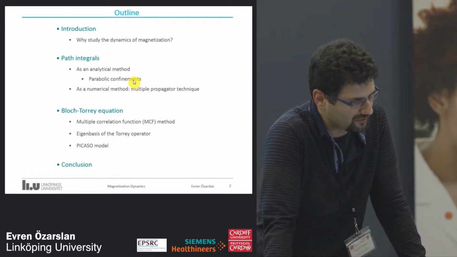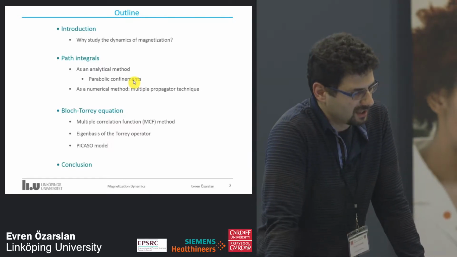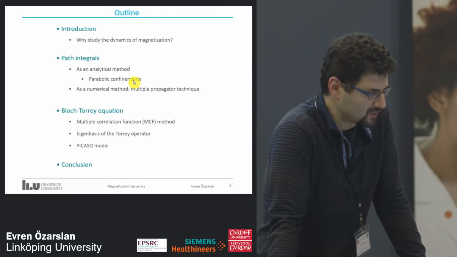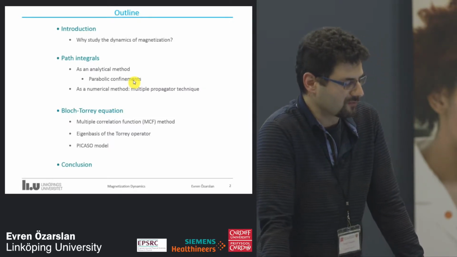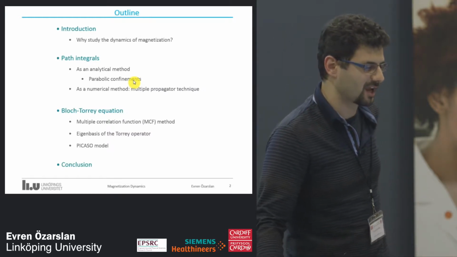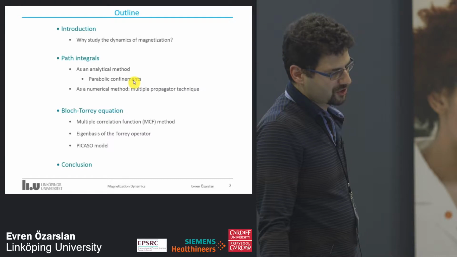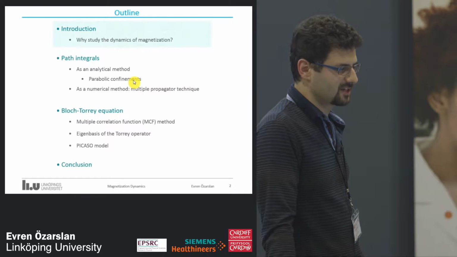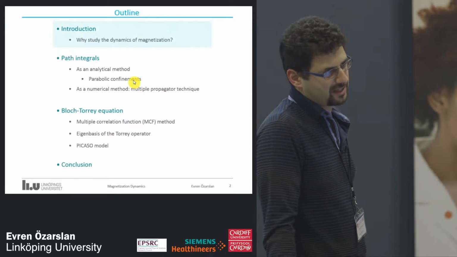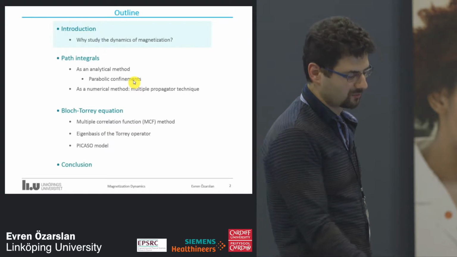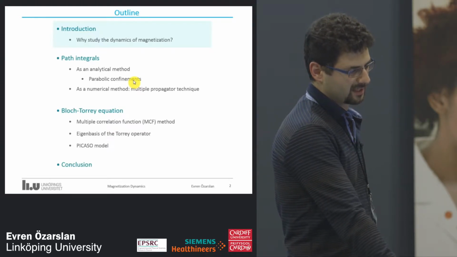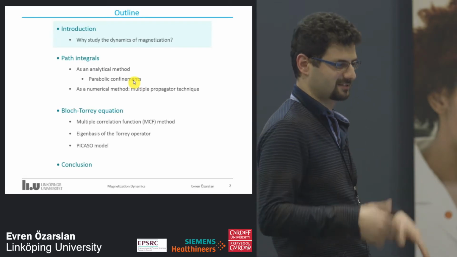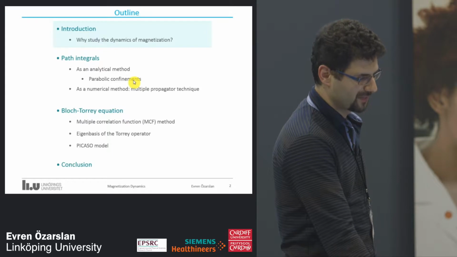I'll first try to motivate why we study the dynamics of magnetization. And then there are two kinds of avenues or classes of techniques. One of them involves path integrals. The other one is actually tackling the Bloch-Torrey equation. So first, why do we study the dynamics of magnetization? And I will do this by giving examples, mostly on what we've done so far. So it's kind of a flipped organization here. The theory comes later. The results come first.